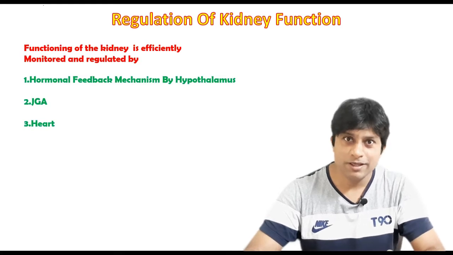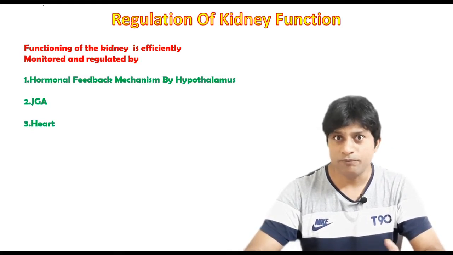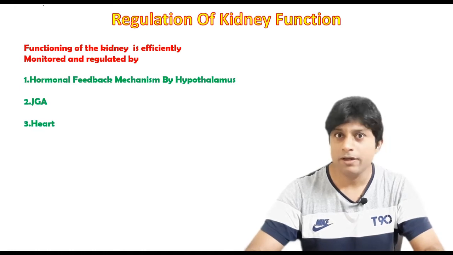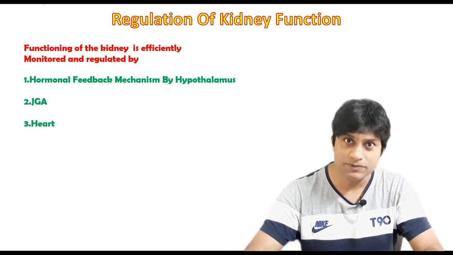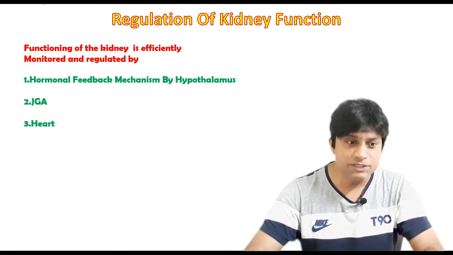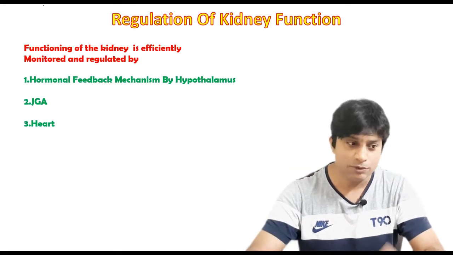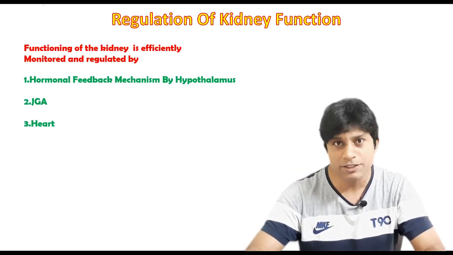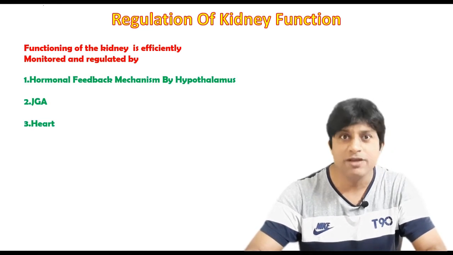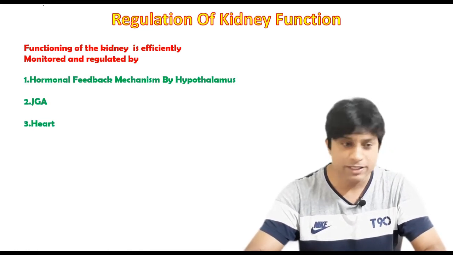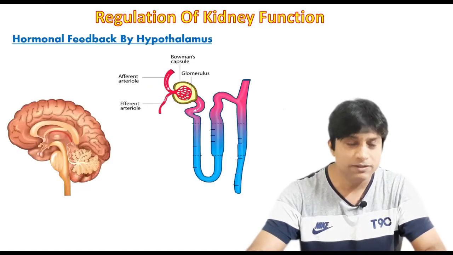This lecture is about regulation of kidney function. During fluid loss or electrolyte loss in the body, or a decrease in body fluid volume, the kidney's function is efficiently monitored and regulated by three methods. The first one, hormonal feedback mechanism by hypothalamus. Number two, juxtaglomerular apparatus. Number three, heart. So let us start our lecture. First, hormonal feedback mechanism by hypothalamus.